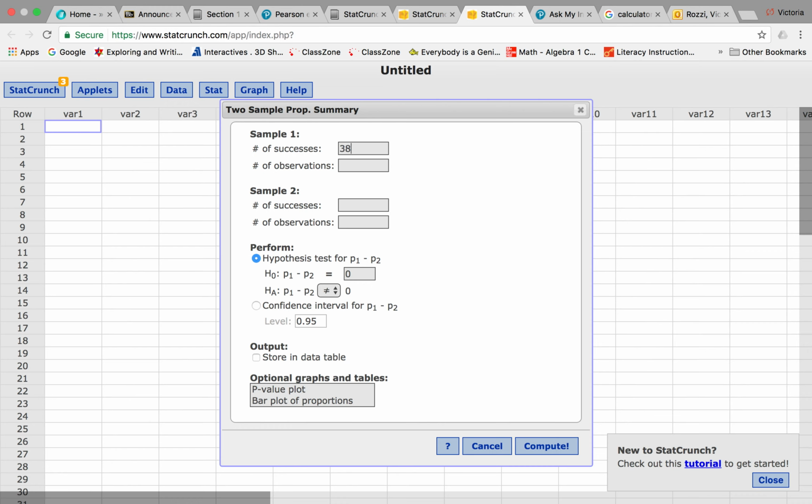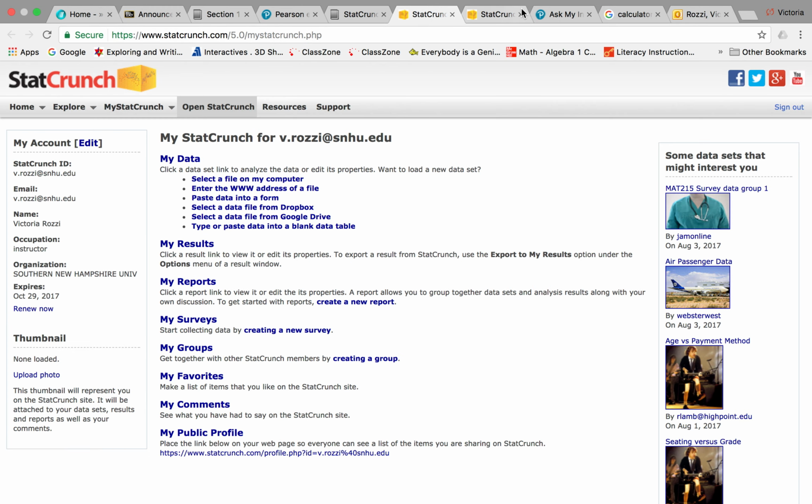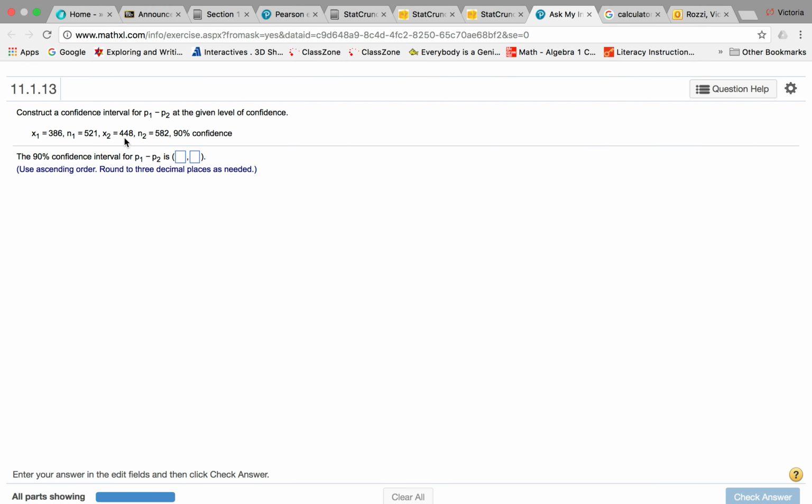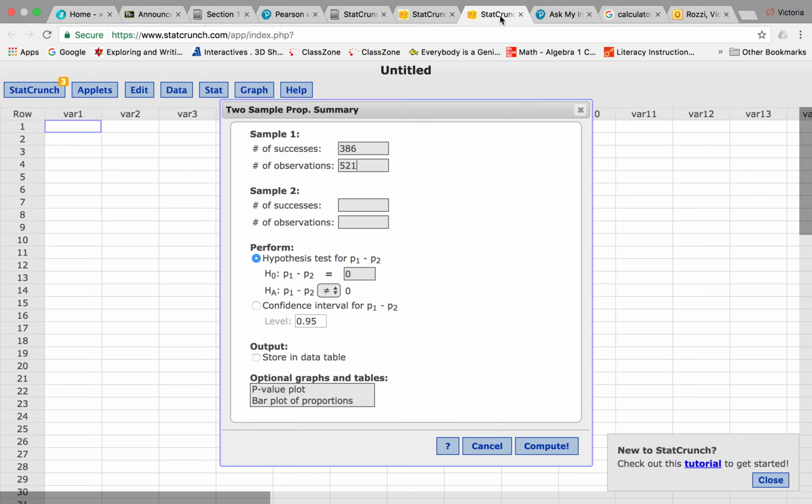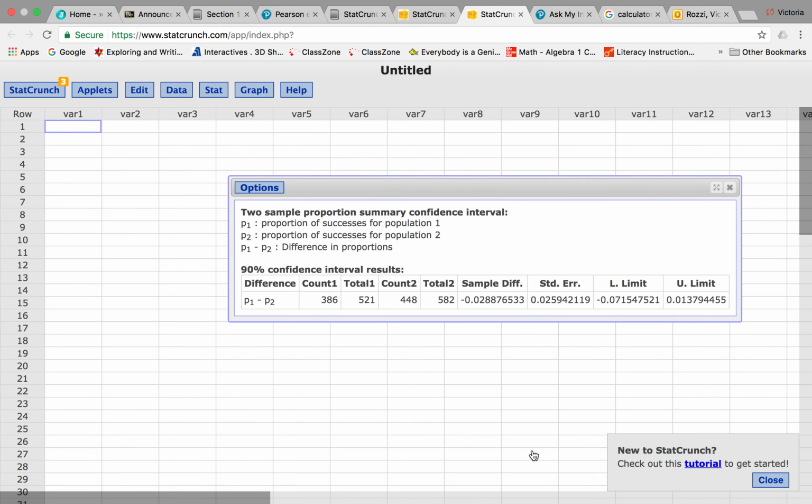So 386 and 521. And then I'll go to sample 2, and I have 448 successes and 582 observations. So 448 and 582. And then I do want to do a confidence interval, and I want it to be 90%. And then you can just click compute. And it's going to give you all of your information here. And it has our lower limit and our upper limit. And you'd be rounding those off to 3 decimal places.